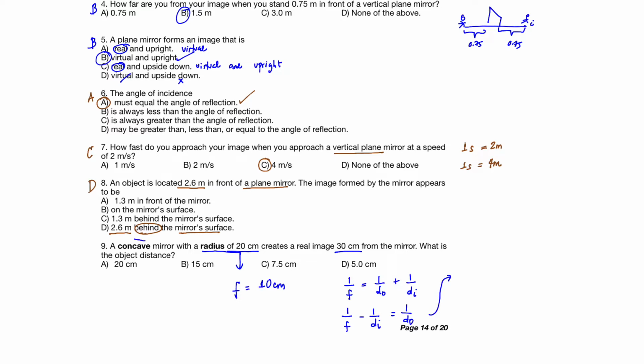And since that is a concave mirror, that is a positive F. So that is 1 over 10 minus, since that is a real image, that is a positive DI, 1 over 30, equals 1 over DO. And 1 over 10 minus 1 over 30, that would become 1 over 40. Oh wait, 1 over 10 minus 1 over 30. I think I got a wrong solution here. Let me double check using my calculator. That is 1 over 10 minus 1 over 30. That is 1 over 15.